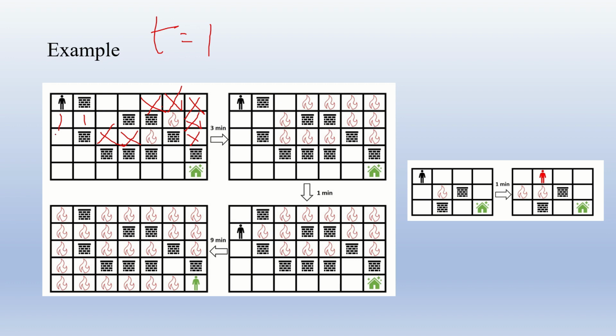At the next time, the person can move either here or here. The fire cell spreads fire to these cells. At the next move, this fire cell will spread fire to here and here. At the next move, this cell can move to here. At the next move, the fire cell grabs fire here. At the next move, this is fired.